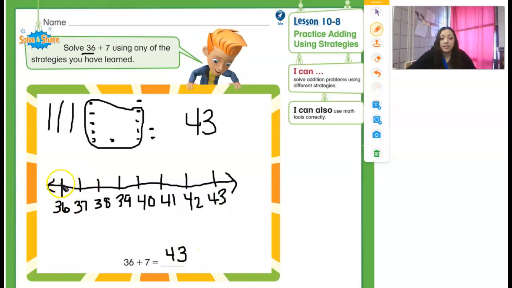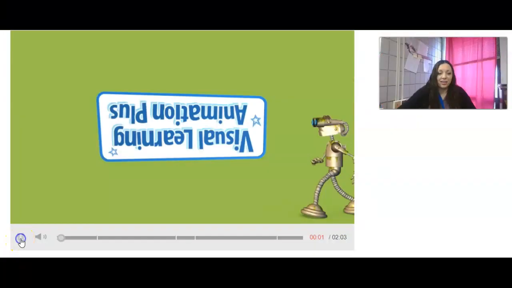Let's see if I jump, if I get the same answer. I jump 1, 2, 3, 4, 5, 6, 7 times, and I land on 43. So I made a 10 and I used a number line. Those are two different strategies, but I came up with the same answer. So we're going to be figuring out which one works the best for you. We're going to really quickly watch a short little video that's going to remind us of the different strategies we use. All right, here we go.